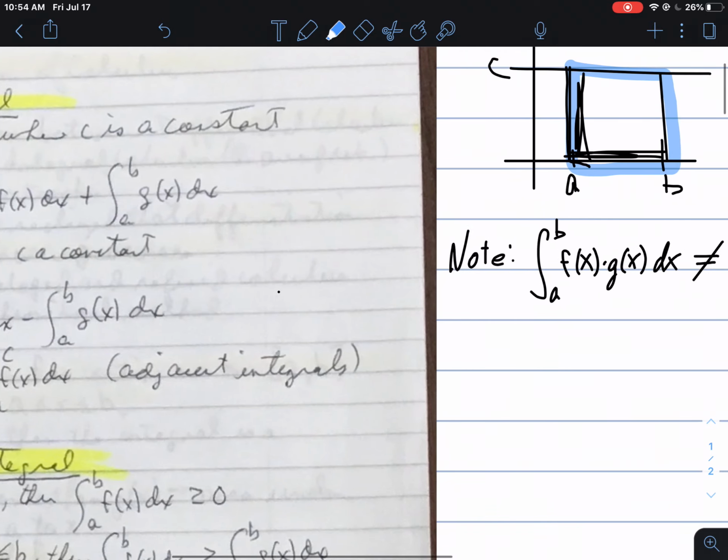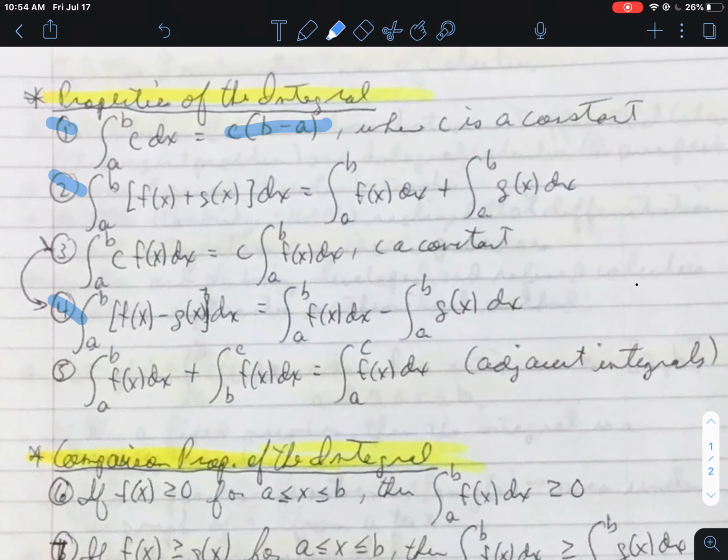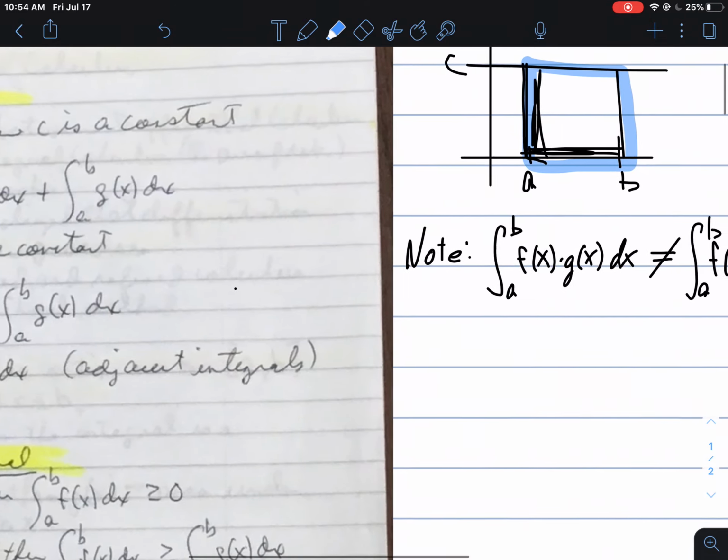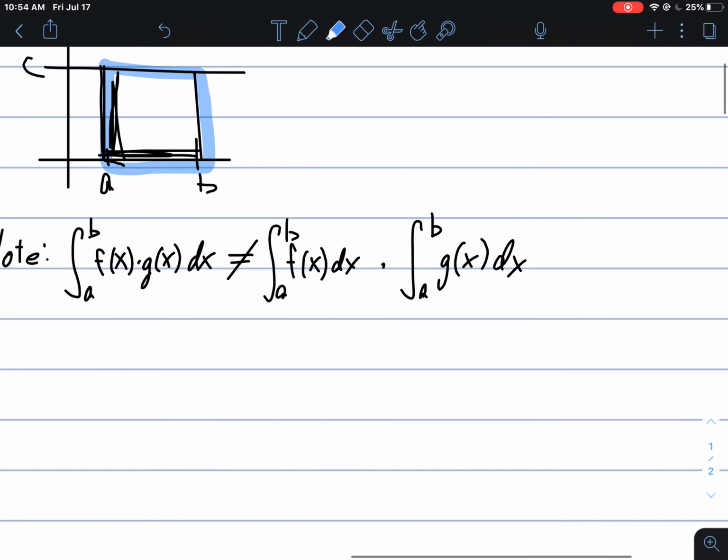But notice there is no product integral. Just like with derivatives, remember the derivative of a product is not the product of the derivatives. We had a whole product rule. Same thing was true with quotients. We had a whole quotient rule that we had to follow. Well, with integration, that's also true. So note that the integral from a to b of f of x times g of x is not equal to the integral of f of x times the integral of g of x. So it works for sums and differences, but it does not work for products and quotients.